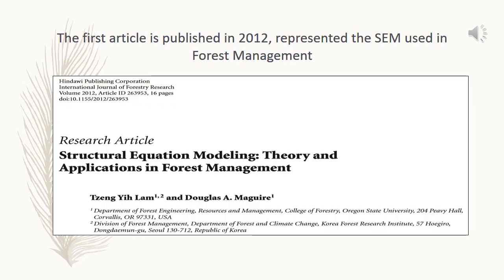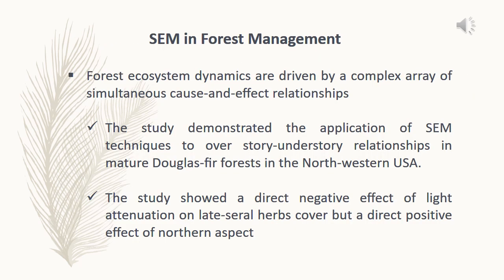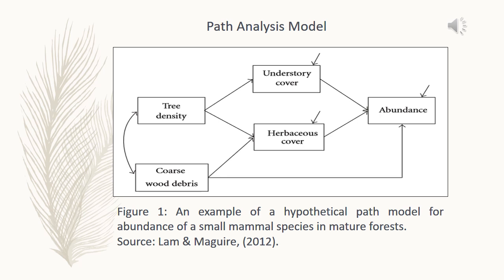In real-world application, the article in 2012 represented the SEM used in forest management by Lamb and McGuire. The study demonstrated the overstory-understory relationships which showed a direct negative effect of light attenuation on late seasonal herbs cover but a direct positive effect of northern aspect. Figure 1 showed an example of a hypothetical path model for abundance of a small mammal species in mature forests.